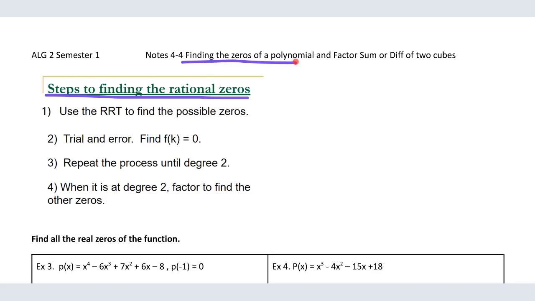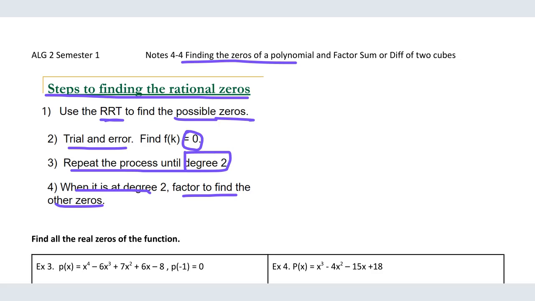Using the rational root theorem to find possible zeros as in previous examples. We will then use trial and error to see which ones will give us a remainder of zero in synthetic division. We're going to repeat the process until we have a degree 2, meaning a quadratic remaining quotient. When it is degree 2, we can factor to find the other zeros, or we'll use the quadratic formula.